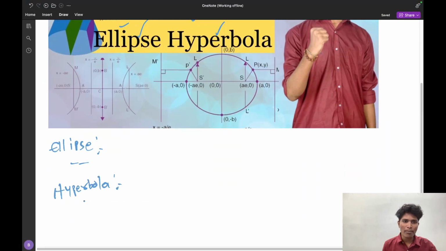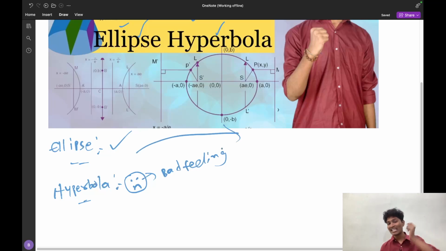I will explain ellipse first, because ellipse comes first before parabola. If you understand ellipse, it is very easy for hyperbola.